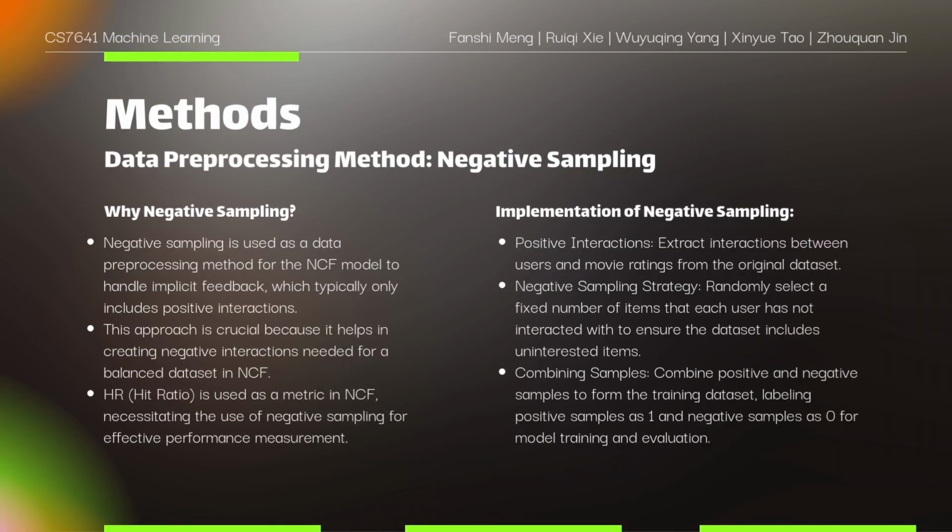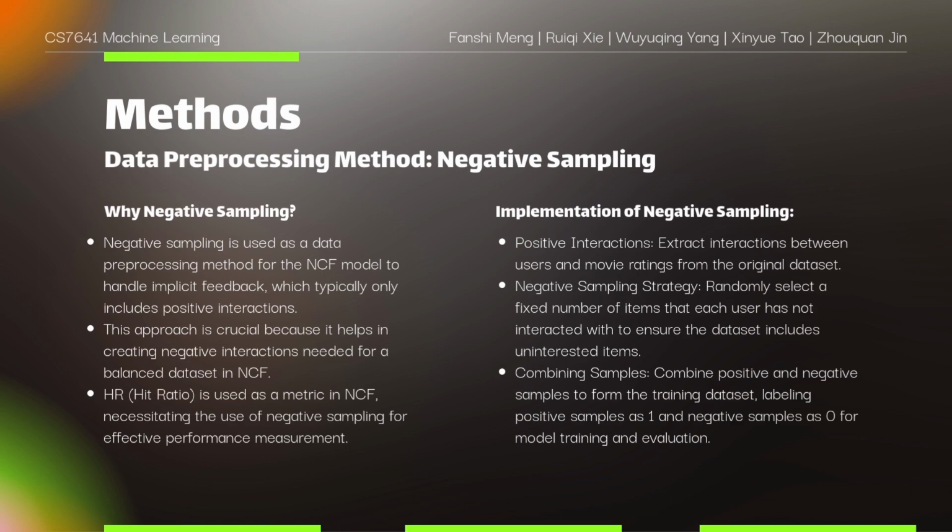In our approach, we utilize negative sampling as a key data processing method for the neural collaborative filtering model. Since the NCF model primarily deals with implicit feedback, which includes only positive interactions, negative sampling is crucial. It helps generate the necessary negative interactions to balance the dataset, ensuring robust model training and evaluation.